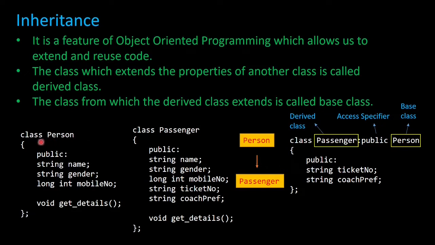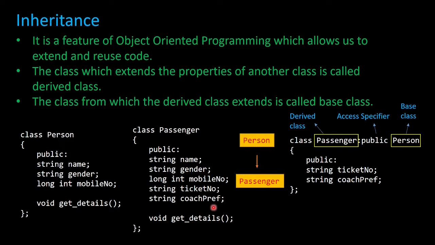Here we can see a class named person, and it has the following class variables inside the public access specifier: string name, string gender, long int mobile number. It also has a member function void get details. Now let us take a look at another class named passenger. It has the class variables declared under the public access specifier: string name, string gender, long int mobile number, string ticket number, string coach preference, and the member function void get details.